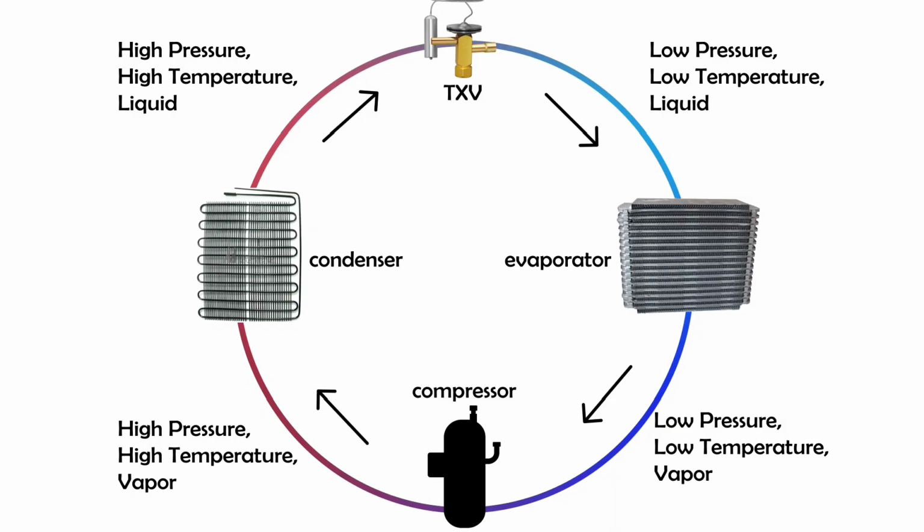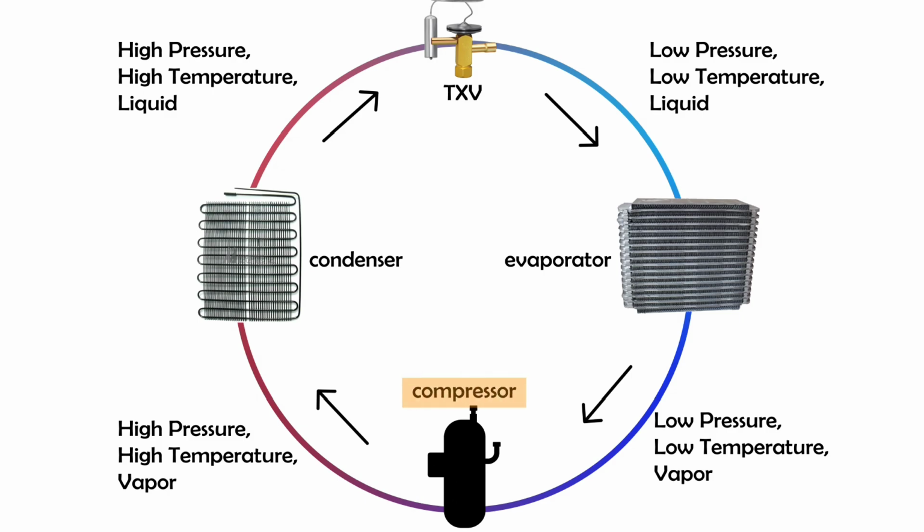The refrigeration cycle has four main components. Two of them are responsible for changing the pressure of the refrigerant, and the other two are heat exchangers that either absorb or release heat. Let's list them: compressor, condenser, TXV, evaporator. These four components form a continuous loop, and the refrigerant flows through them in a closed cycle.